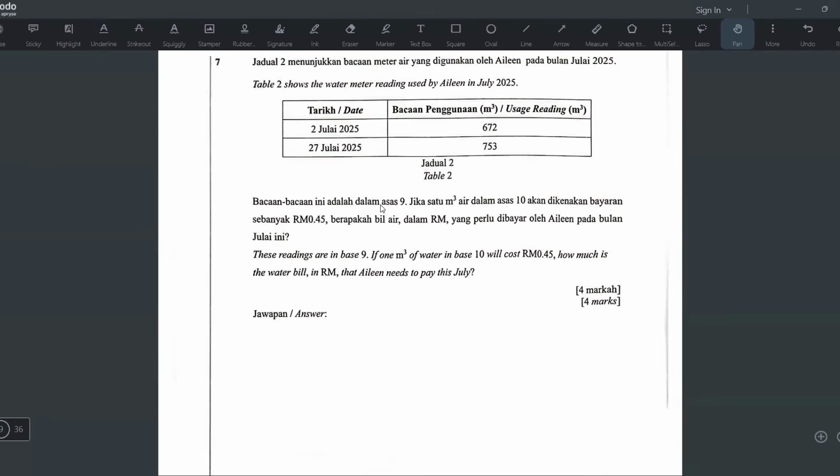Okay, number 7. Table 2 shows the water meter reading used by Aileen in July 2025.